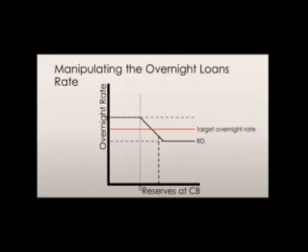Conversely, if the overnight loans rate is lower than the target rate, the central bank sells government securities. Commercial banks pay for these securities with their reserves, thus decreasing the amount of their reserves. This raises the overnight loans rate to the target rate.